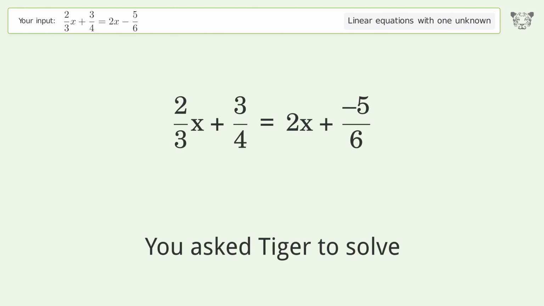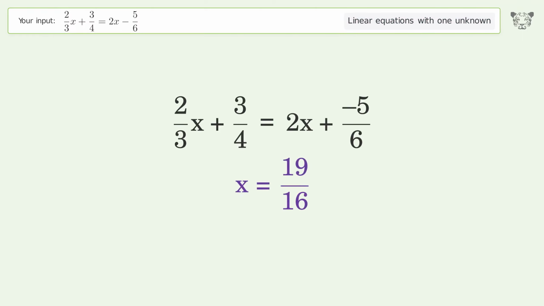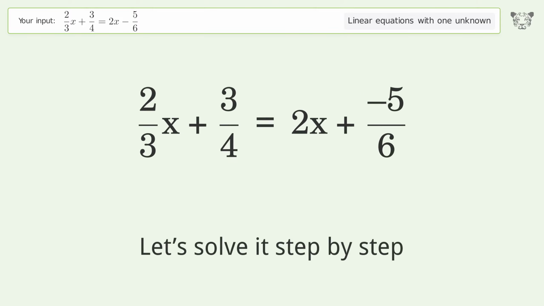You ask Tiger to solve. This deals with linear equations with one unknown. The final result is x equals 19/16. Let's solve it step by step.